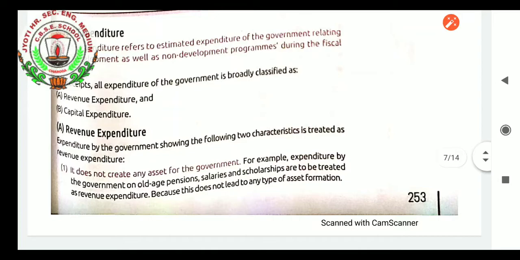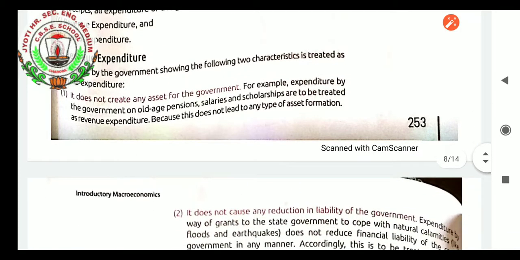When we talk about revenue expenditure, expenditure by the government showing the following two characteristics is treated as revenue expenditure. Very first, it does not create any asset for the government. For example, expenditure by the government on old age pension. It will not create any asset for the government, as this expenditure is generally done for charity purposes. Salary and scholarship to the students are to be treated as revenue expenditure because this does not lead to any type of asset formation of the government.